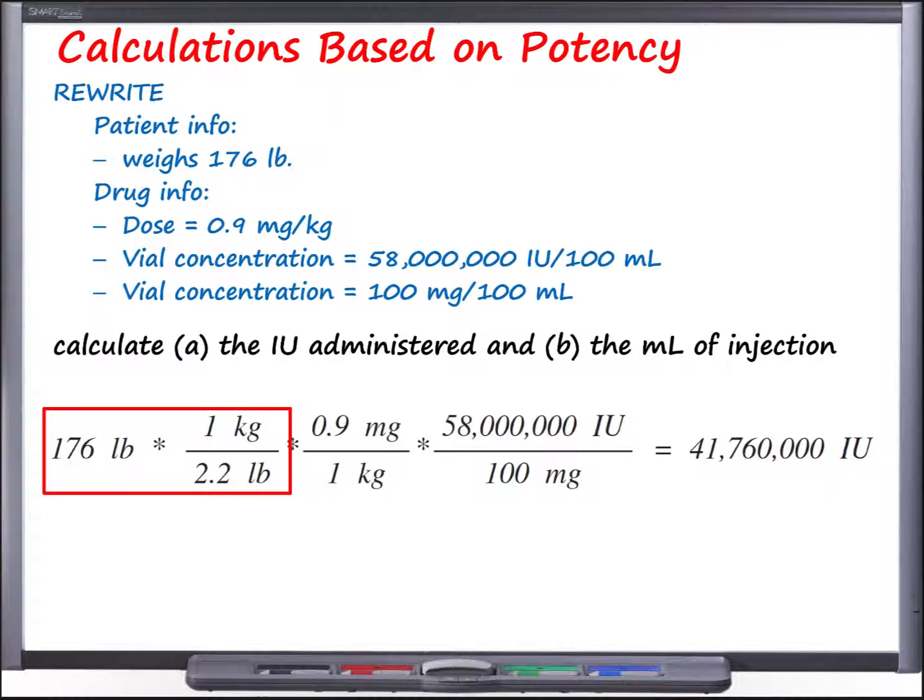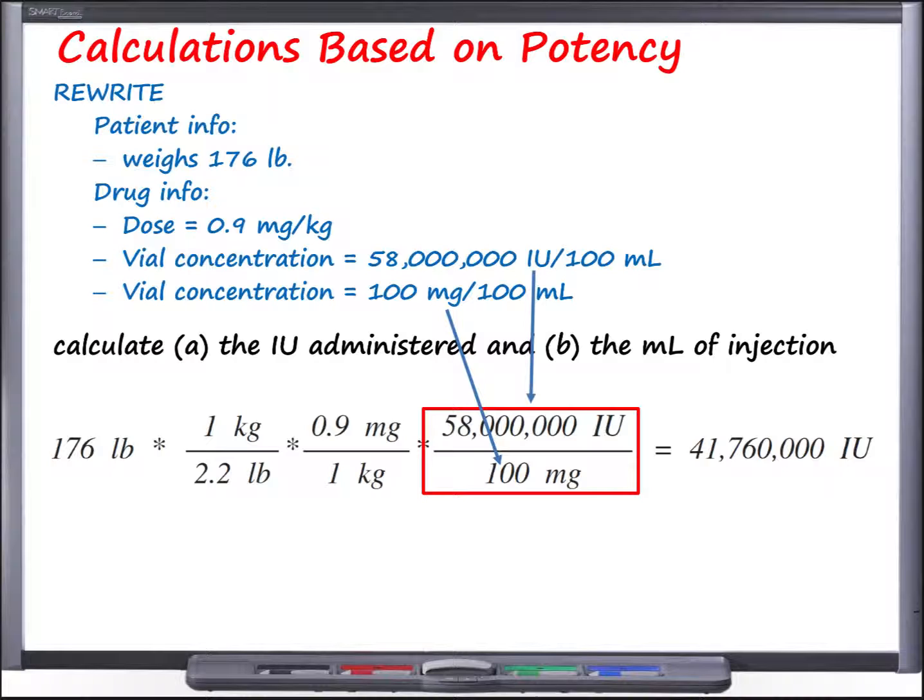That'll give us the patient's weight in kilograms. The next step is to take their weight and, using the dosing schedule, convert that to the amount of drug that we need. So we know the dose is 0.9 milligrams per kilogram. So if we multiply by that, you can see that the units of kilogram cancel and we will be in milligrams. Easy enough. Now, what the question wants to know is how many units is that going to be equivalent to? So what we have to do is use the concentrations.